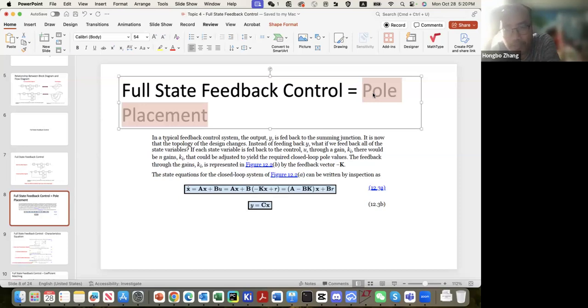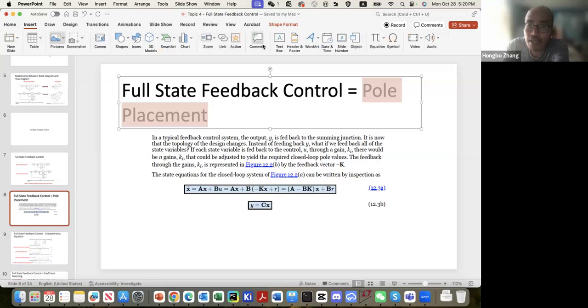satisfy the entire system. Now the question becomes how we can design K. We know A, B, C, D, right? We don't know K. How can we design K to make this system, x dot equals Ax plus Bu, have its poles match the desired poles? So now the question is, what are the desired poles?